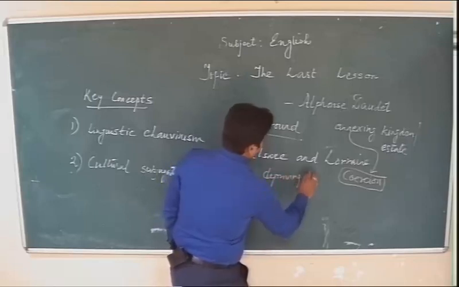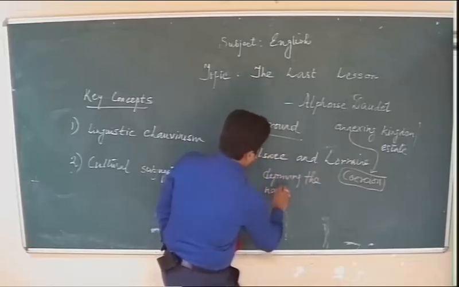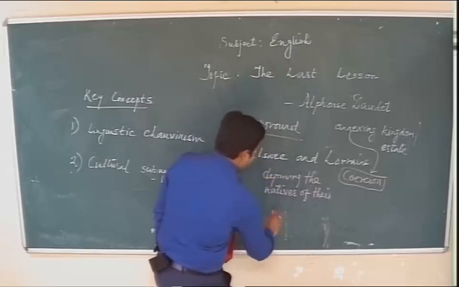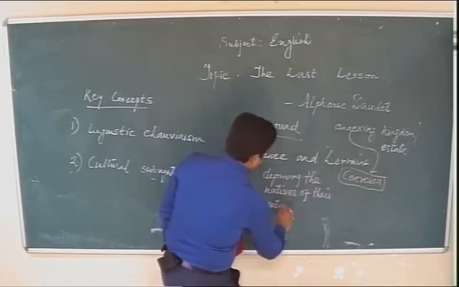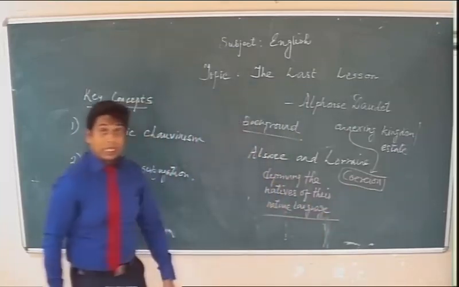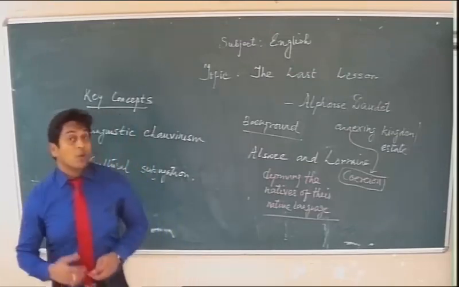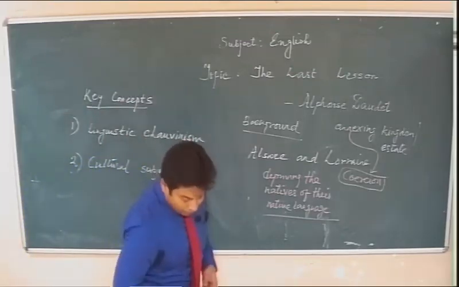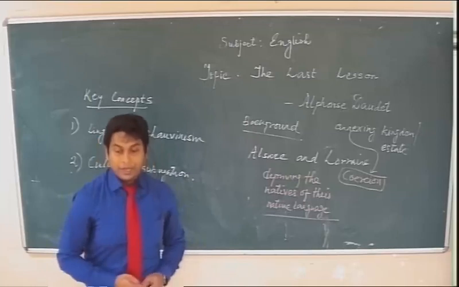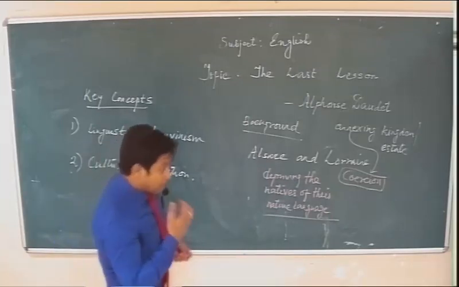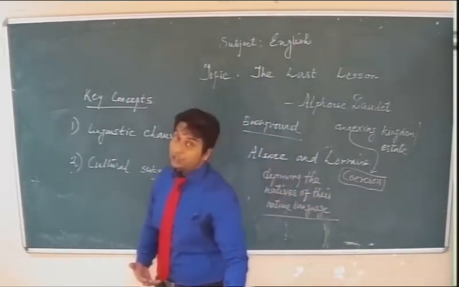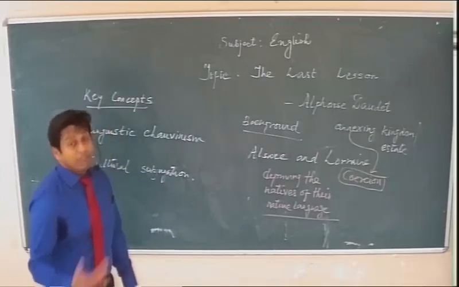So, depriving the natives of their native language. This is the harshest form of punishment which could be inflicted upon the people. The colonized race, the ones who are conquered, the ones who are vanquished, they're helpless, they're hapless. And imagine a situation where you all are not allowed to express yourselves in your own native language, in your own vernacular, in which you feel free.